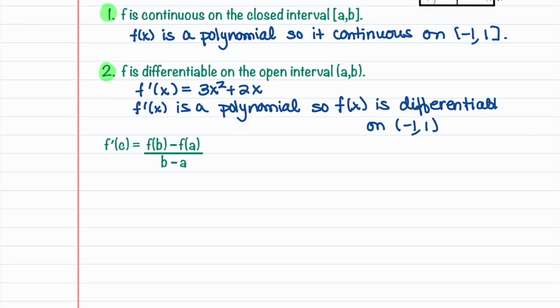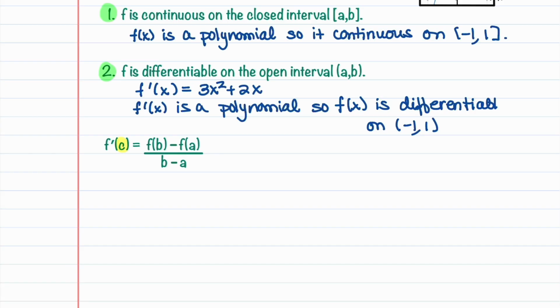Now what we have to do is find all numbers C, here's C right here, that satisfy the conclusion of the mean value theorem. The conclusion tells us that the derivative at some point C is going to be f of b minus f of a over b minus a. That's just saying that the instantaneous rate of change, which is f prime of c, is equal to the average rate of change, which is the f of b minus f of a over b minus a.